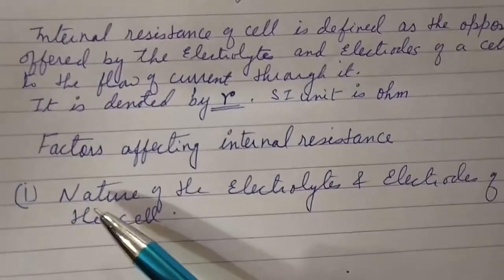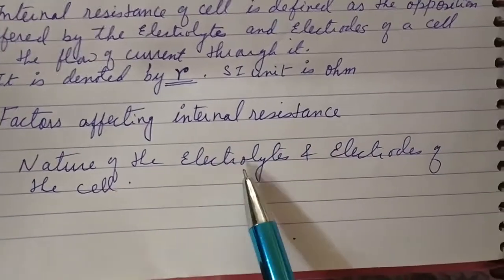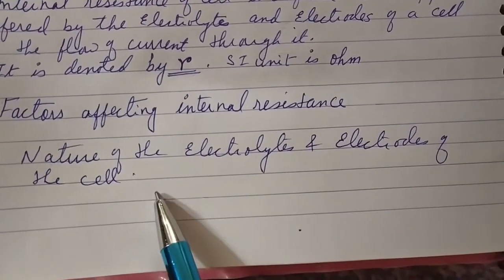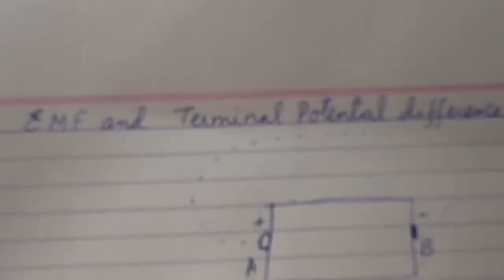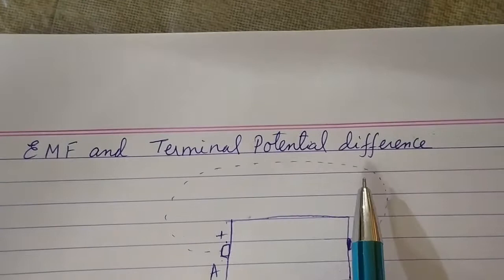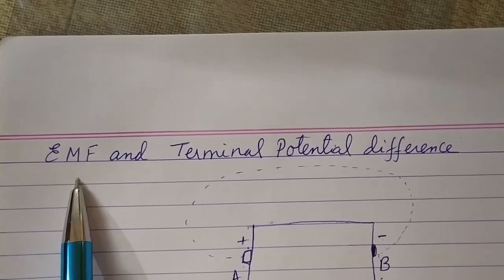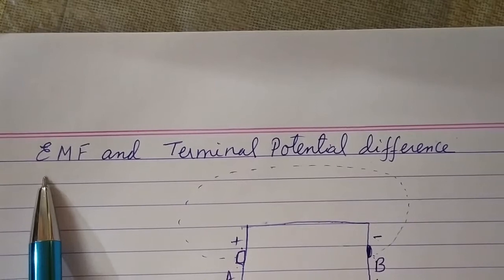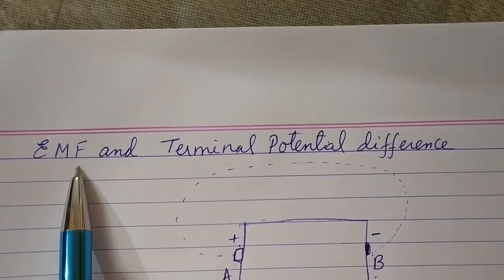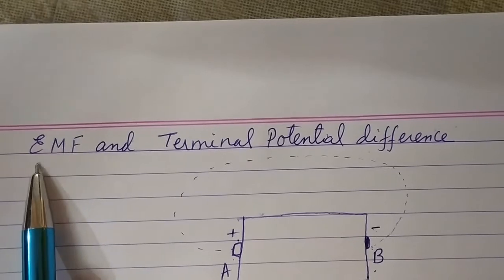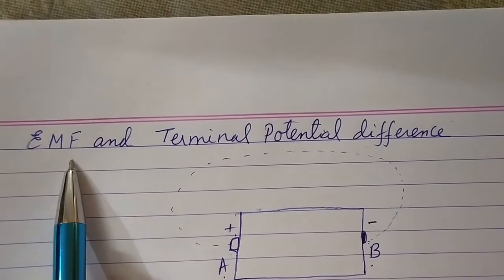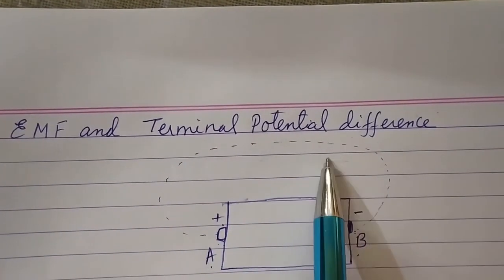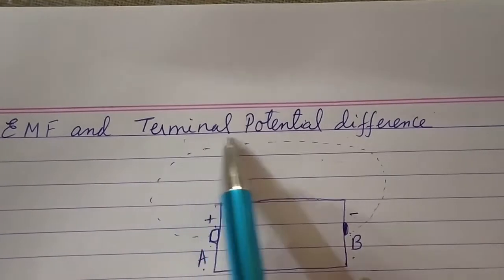Now what are the factors which affect the internal resistance of the cell? Nature of the electrolytes and electrodes of the cell. Now what is the meaning of EMF and terminal potential difference? So one by one we will study. EMF full form is electromotive force, and terminal potential difference. So first we'll discuss the terminal potential difference.